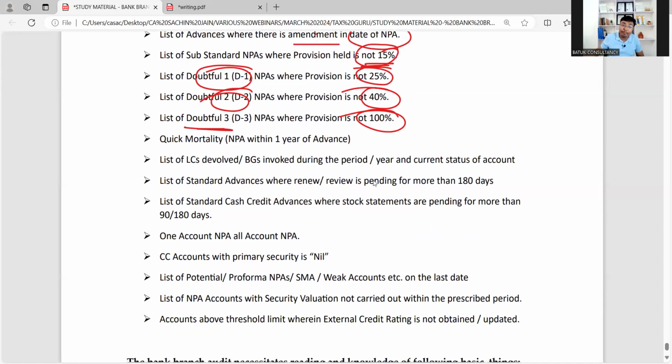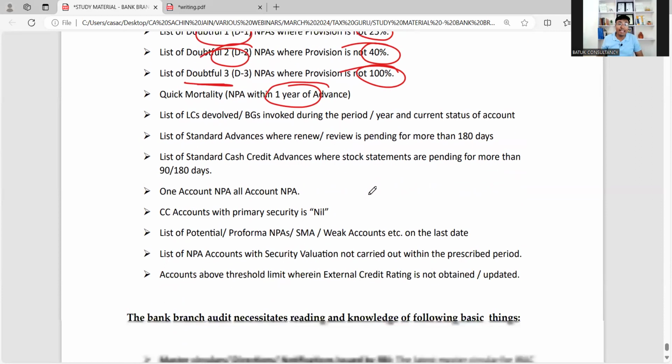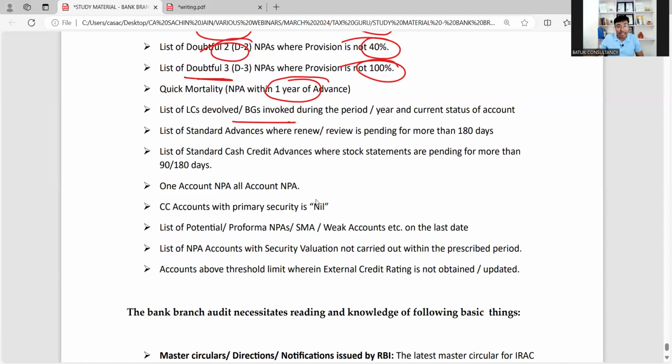Quick mortality, that means NPA within 1 year of advances. This is the most important, most crucial thing we need to ask. List of LC and BG, we are going to check that list. We are going to check the amount which is enabled in that LC or BG. We may check the expiry of that LG and BG during the particular period. List of standard advances where review and renewal is pending for more than 180 days.